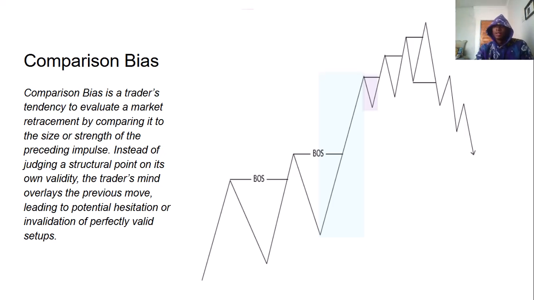That is what a comparison bias is. It is comparing this small move, this small pullback, to this huge move. And I'm saying that because we have such a huge impulse, then the correction must also be very, very huge. It must not be small. And because of that, I miss trades.